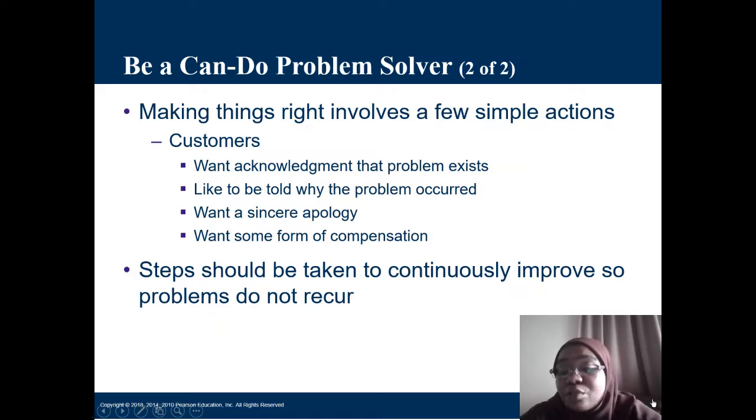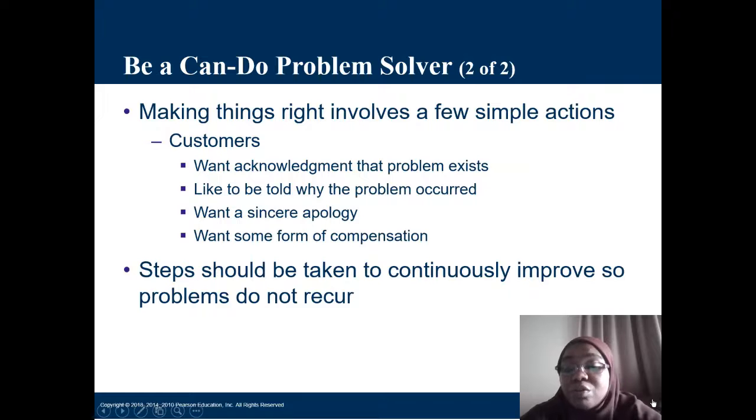Then they also like to be told why the problem occurred. The car broke down. Okay, fine. Was it that you didn't service your car? Even though that is not a very good attitude, and it doesn't portray the company to be good enough. But you can also inform them that we just changed the part, we just serviced this car, so we don't actually know what occurred or what made it break down.